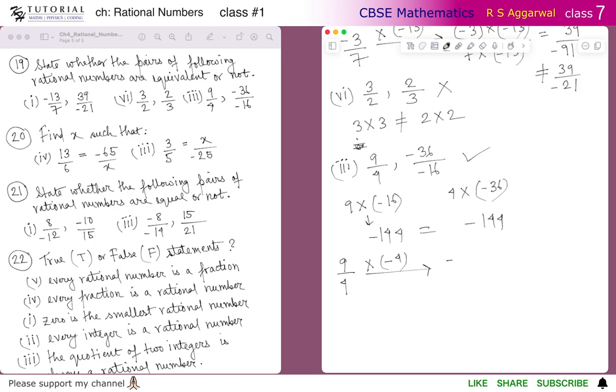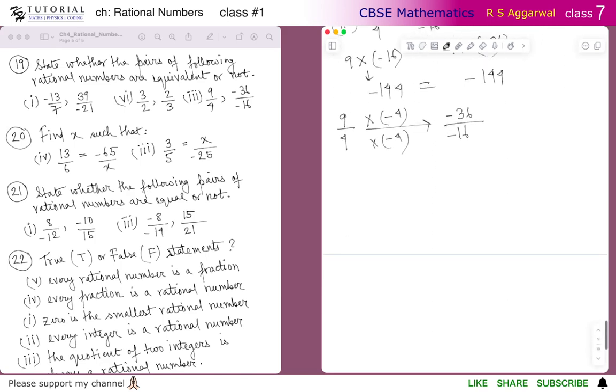So this becomes minus 36, the numerator, and the denominator becomes minus 16. So now I can see that this is the second rational number given. So they are equivalent. So this is another way you can check whether the two rational numbers are equivalent or not.